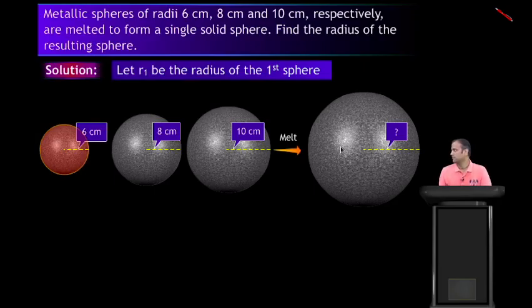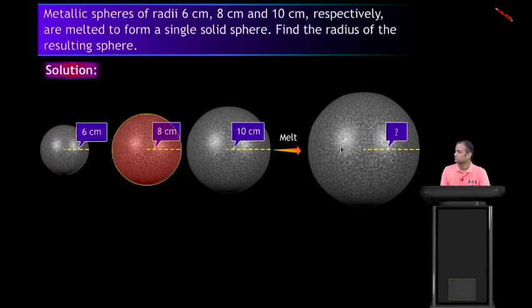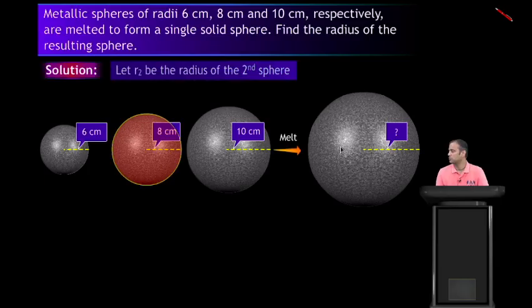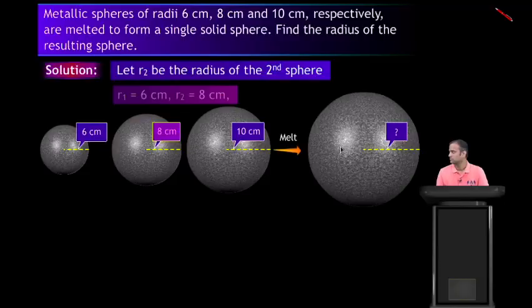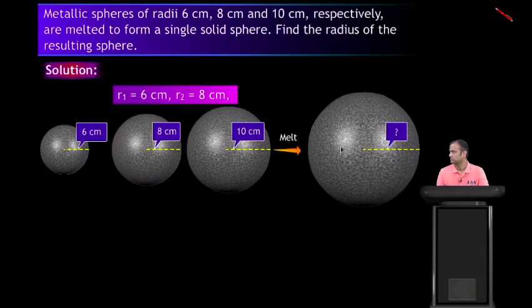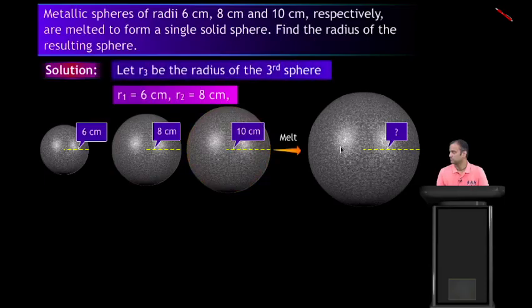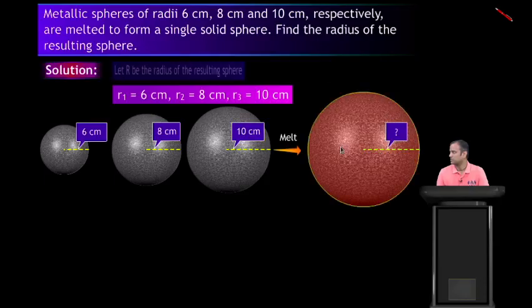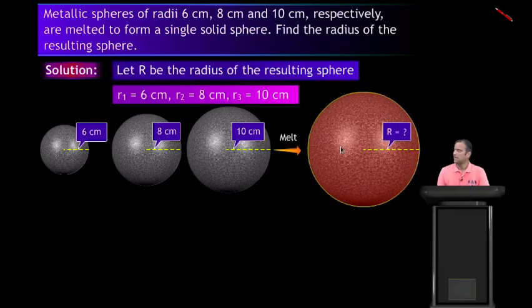Let R1 be the radius of the first sphere, it is 6 centimeter. Then we have R2, it is 8 centimeter, and then we have R3 which is 10 centimeter. Okay, so we have 3 spheres whose R1, R2 and R3 are given. Let R be the radius of the resulting sphere. So capital R is the radius of the bigger sphere.